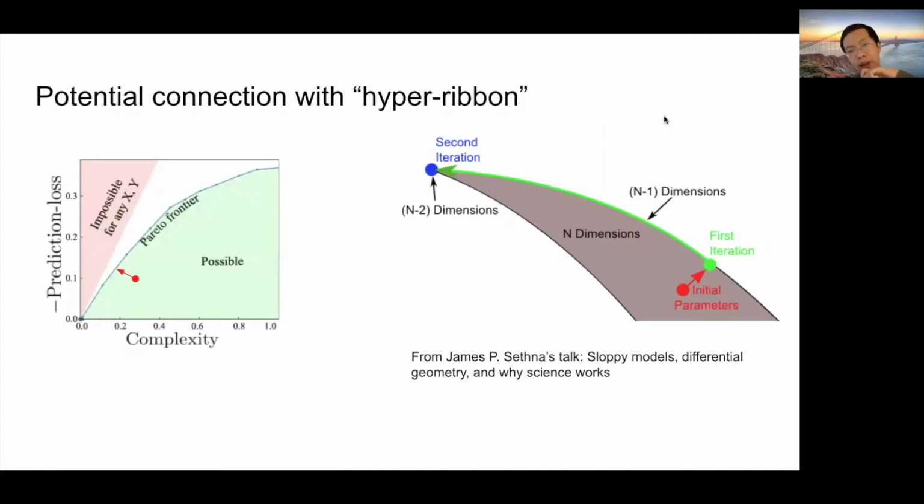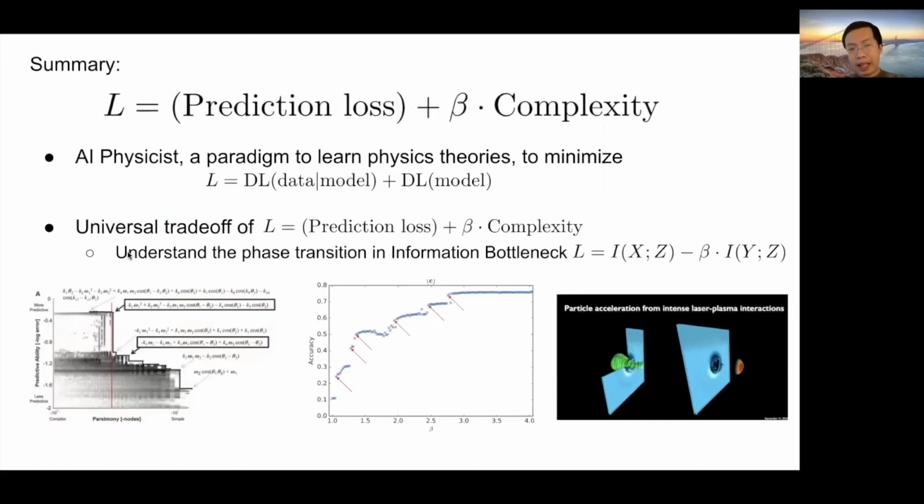I also relate this to yesterday's talk from Jen, for example. I think that the hyperribbon corresponds to some Pareto frontier of this trade-off, and we will find a good trade-off on the frontier, perhaps at the kinks of this frontier. And this concludes my talk. Basically, I think we want to find the best model that can strike a good trade-off between the complexity and the prediction. Thank you.